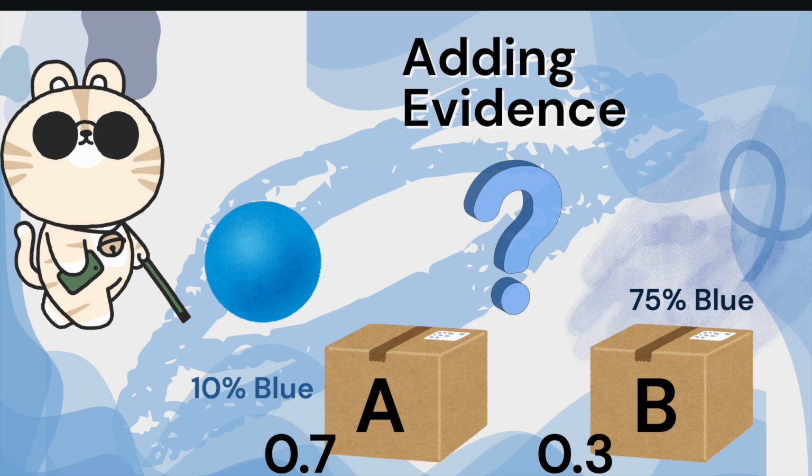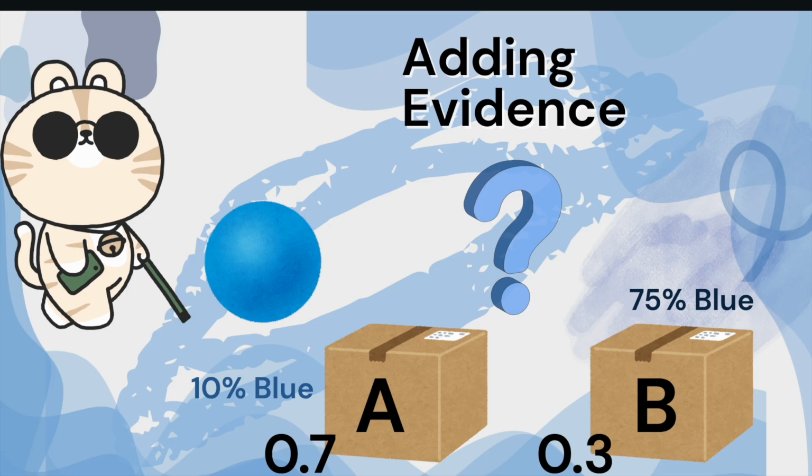Now what if I give you more hints? I allow you to look at the ball and you see that it's blue in color. I give you a bit more information about the boxes. In box A, 10% of the balls are blue, and in box B, 75% of the balls are blue in color. Now what would you say? Just because we know that the ball is blue in color, we might think that it is more likely to be picked from box B, just because it has more number of blue balls.